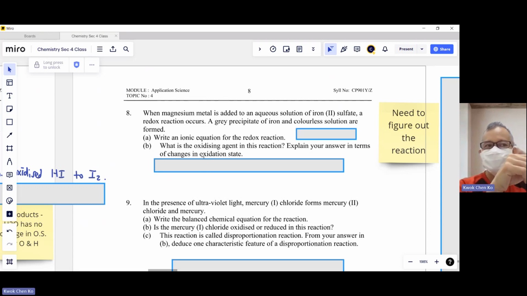In the presence of ultraviolet, mercury chloride. Mercury is... They put mercury. What's that? That stroke represents what? +1. Yeah, they already told you it's +1. It is, but it's not obvious.